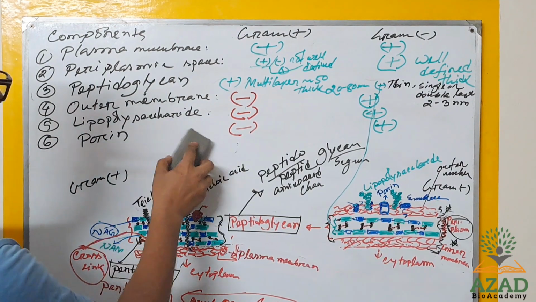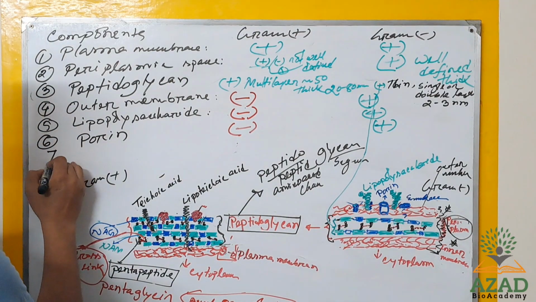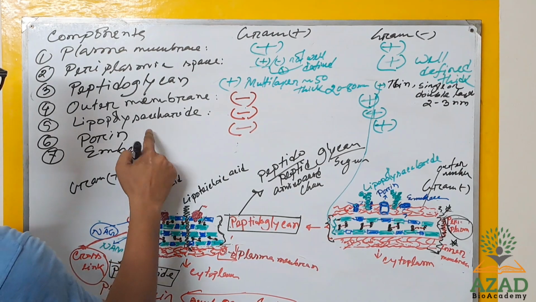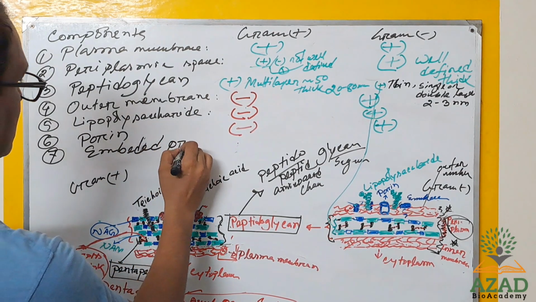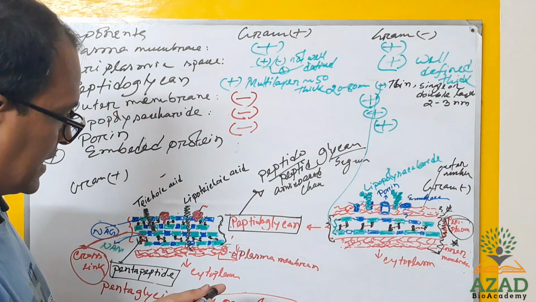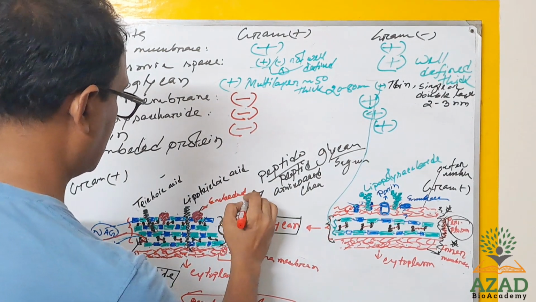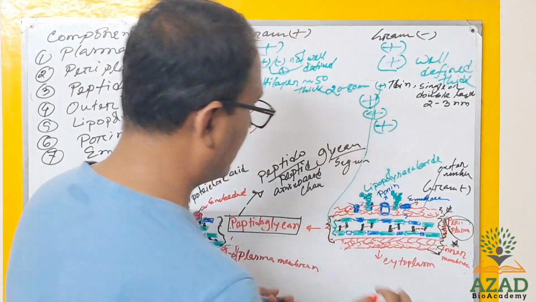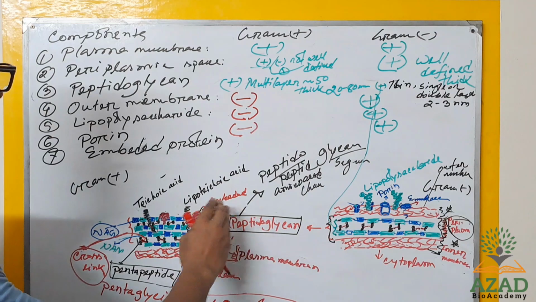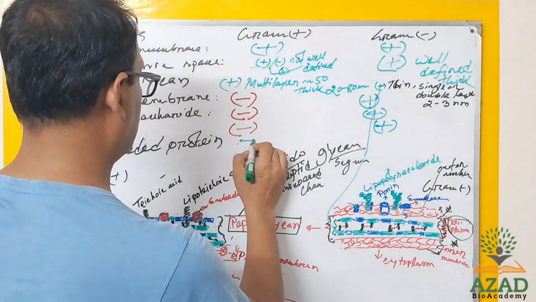The next one, number 7, is embedded protein. Actually, this is a very common embedded protein. Here, if you look, this is an embedded protein, and this is an embedded protein. Embedded proteins are present in both gram-positive and gram-negative bacteria, but they are different in gram-positive and gram-negative bacteria.